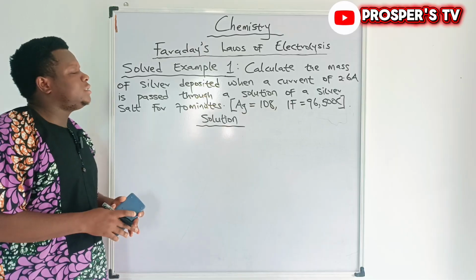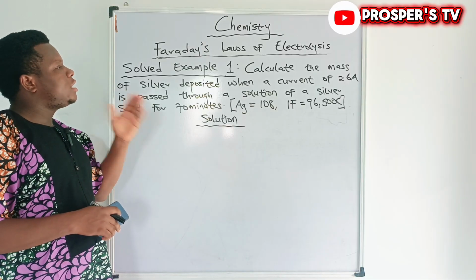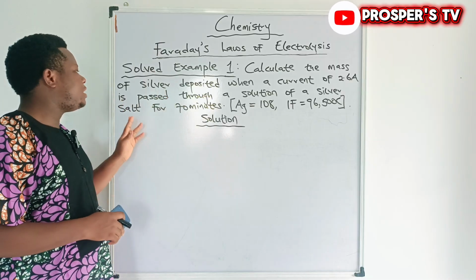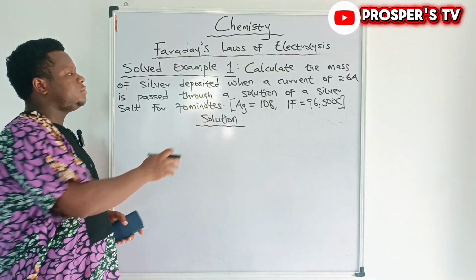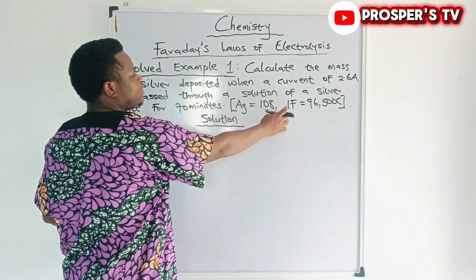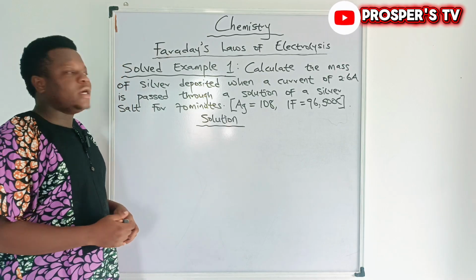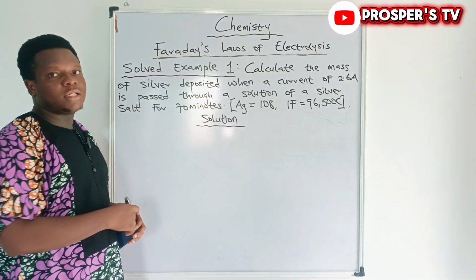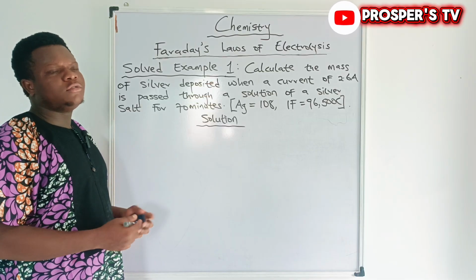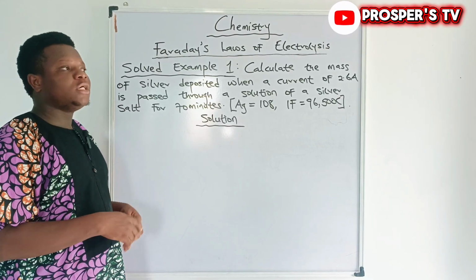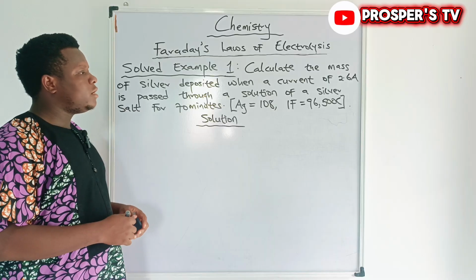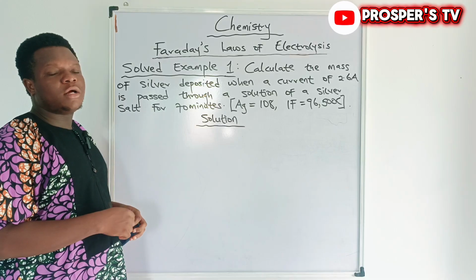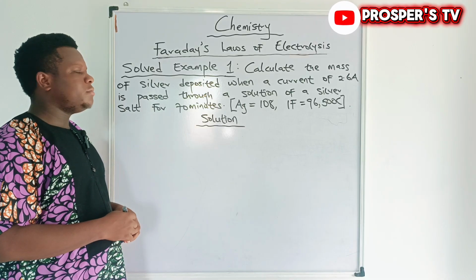All right, now let's look at this first example together, which says calculate the mass of silver deposited when a current of 2.6 ampere is passed through a solution of silver salt for 70 minutes. We are given the relative molecular mass of silver to be this, and then 1 farad, of course, is 96,500 coulomb. When you see a question like this in your WAEC or your JAMB, what you simply do is use the formulas that I've derived. There is another method you could use called the direct proportion method, which I teach my students in class. But to save our time, we'll just be working with the formula method.